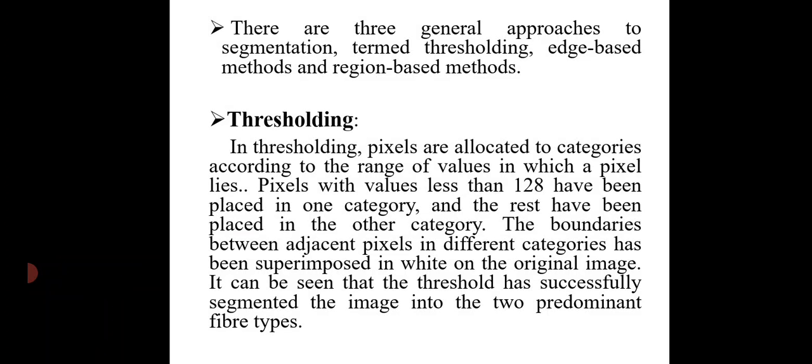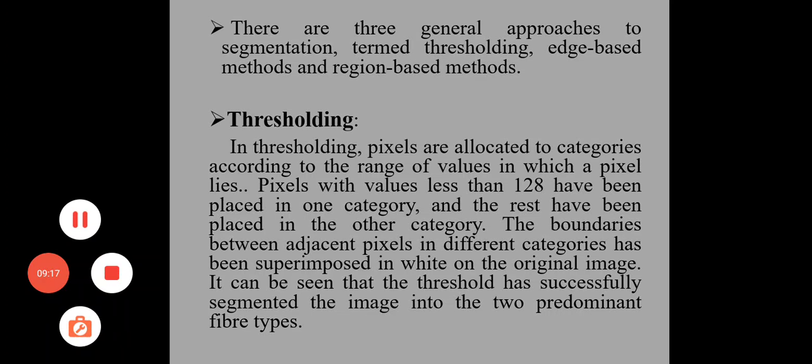The first one is thresholding. In thresholding, the pixels are allocated to categories according to the range of values in which a pixel lies. The pixels with values less than 128 have been placed in one category and the rest have been placed in the other category. The boundaries between adjacent pixels in different categories have been superimposed in white on the original image. It can be seen that the threshold has successfully segmented the image into the two predominant fiber types. This is all about thresholding.